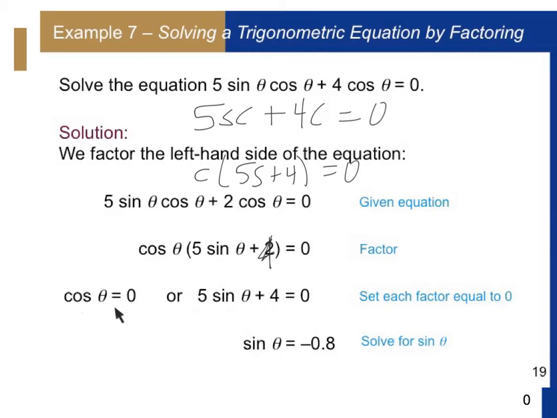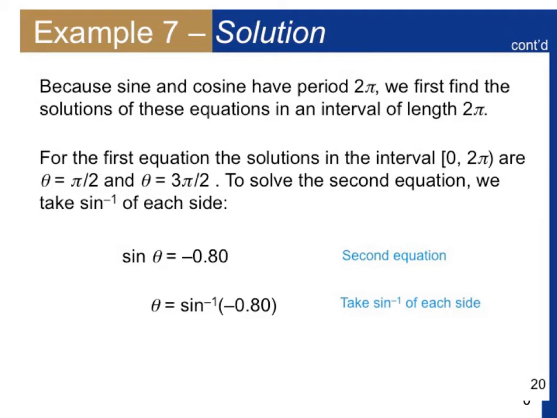Okay. Cosine of theta equals 0. That would happen at pi over 2 and 3 pi over 2. And then the other one is, if we get sine by itself, sine of theta equals minus 0.8, or minus 4/5. Okay, and then we want to solve for sine of theta here. So for cosine equals 0, we had theta equals pi over 2 and theta equals 3 pi over 2, as we go through that circle.